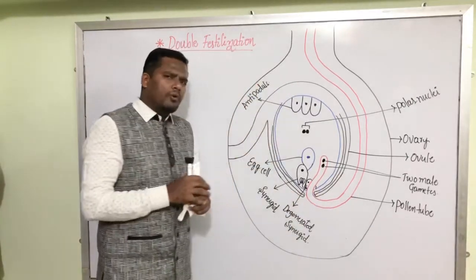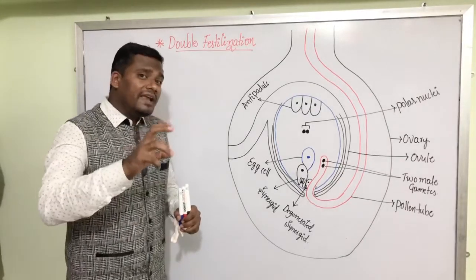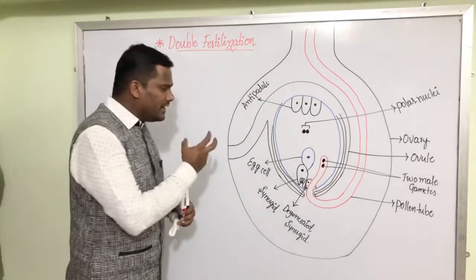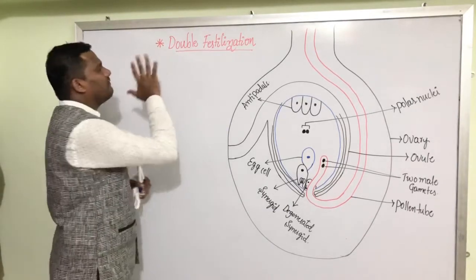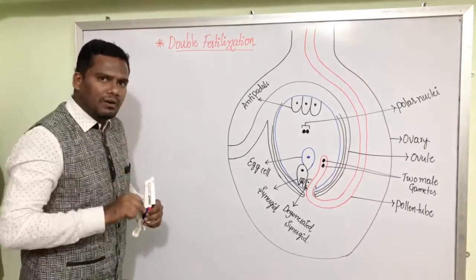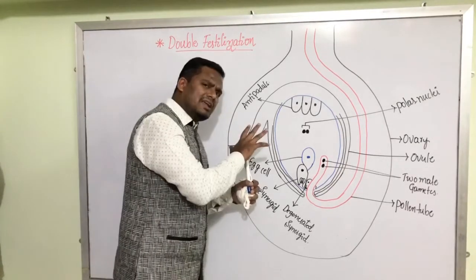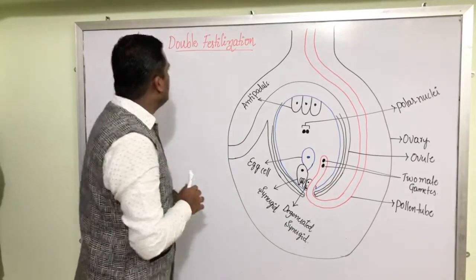In this video, we are going to understand one more very important process, one more very interesting event happening during the sexual reproduction in flowering plants, that is double fertilization. First, we'll discuss the basic things about double fertilization, then we'll understand the entire process of double fertilization in detail.